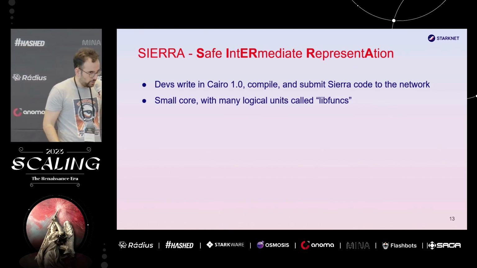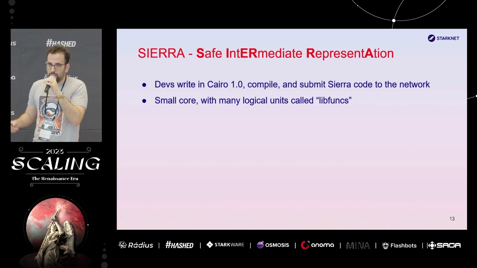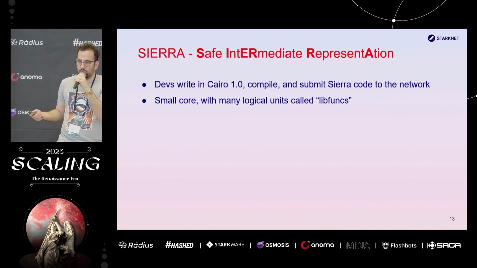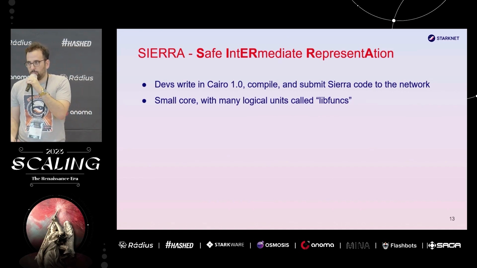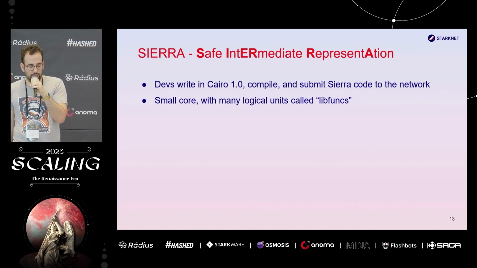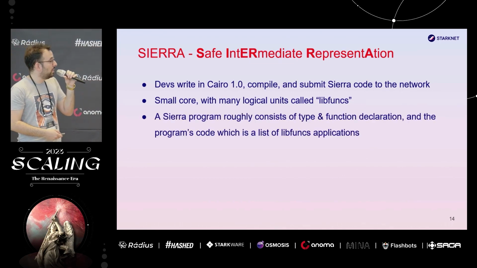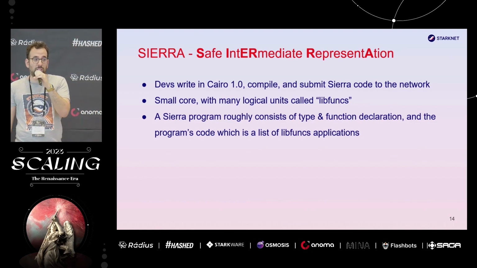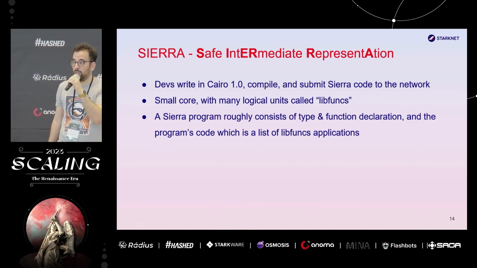Okay, so the structure of Sierra is relatively straightforward. It has a pretty small core and a collection of what we call libfuncs, basically a set of logical operations. Arithmetic operations are libfuncs, jumps and control flows are libfuncs, and the Sierra program is essentially a sequence of libfuncs application. So a very simple intermediate representation.